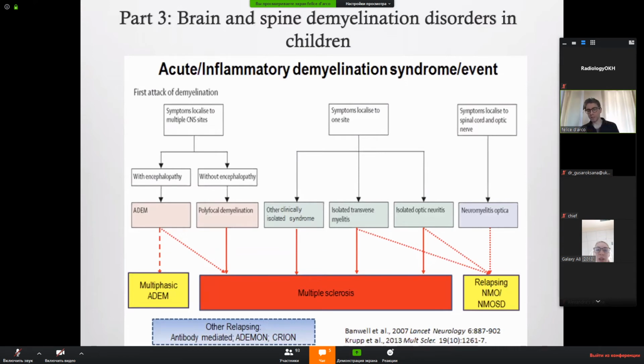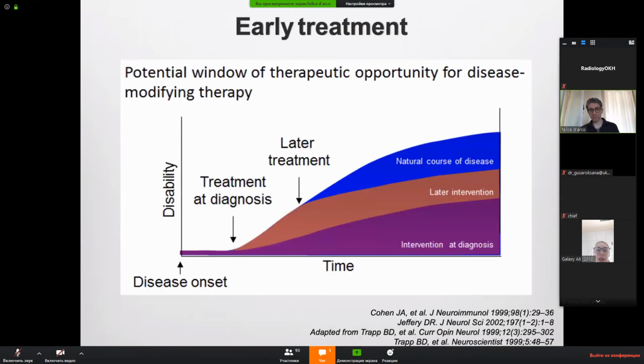3 big demyelinating disorders. Now, why is it important to do the right diagnosis? Because the earlier you treat the children, the better they do in terms of outcome. So you need to make the right diagnosis or guide the neurologist toward the right diagnosis.